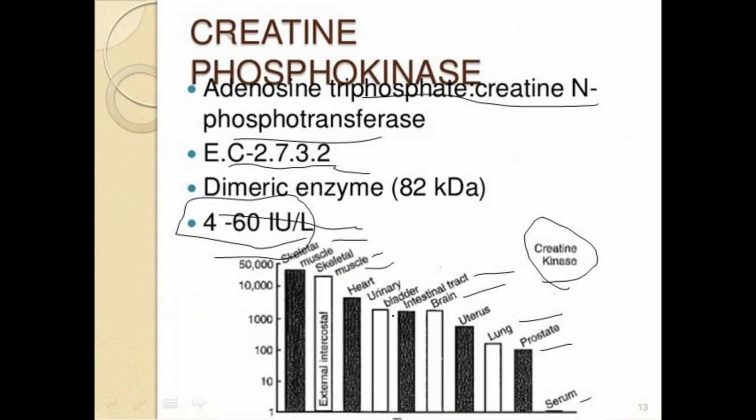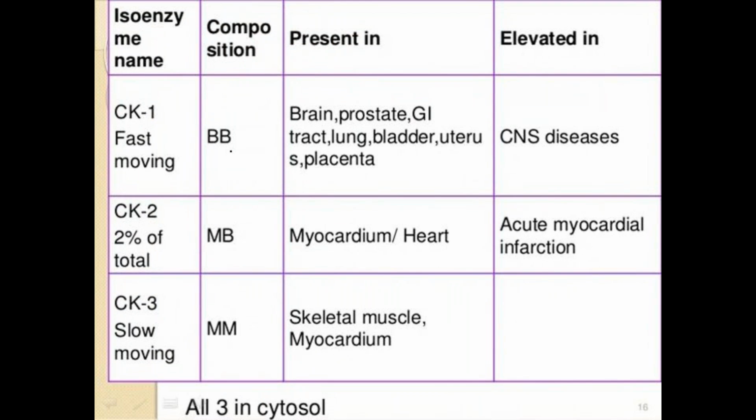Okay, and it occurs in many organelles, and this enzyme activity is needed for many organelles. And this creatine phosphokinase is classified mainly into three types, and they mainly occur in cytosol.